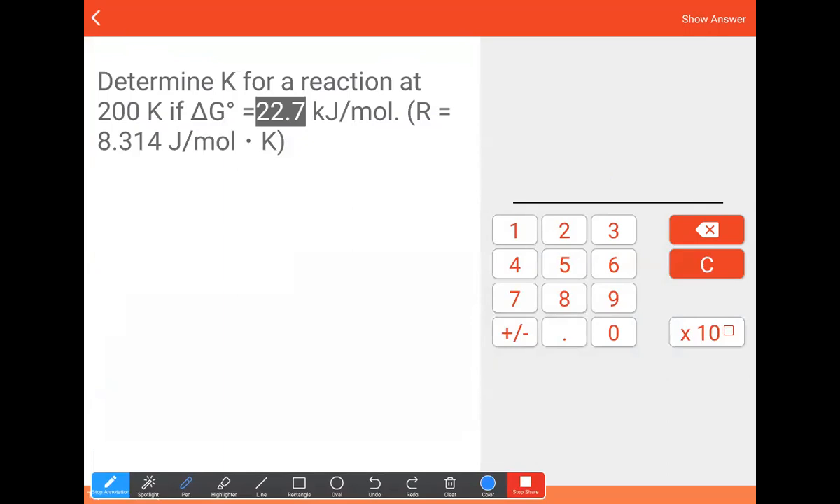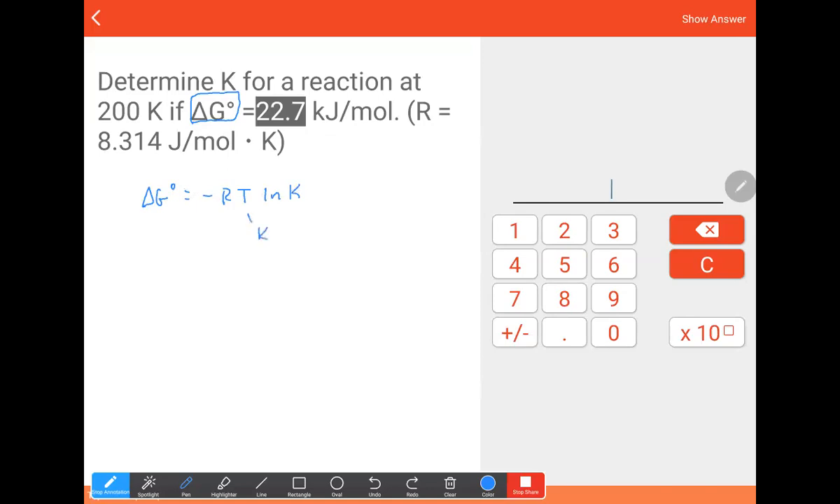All right, in this question, we're trying to determine K when we know our delta G naught, or delta G at standard conditions. And so what we learned in class was this is related through an equation, delta G equals negative RT natural log of K.